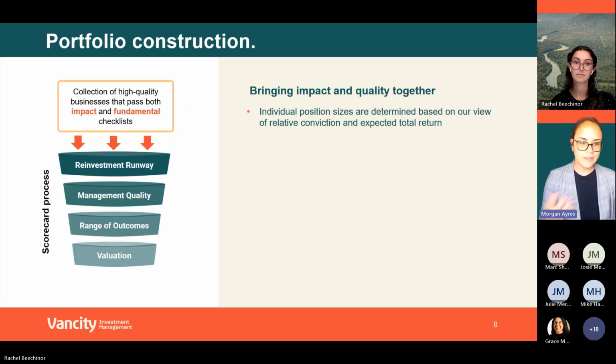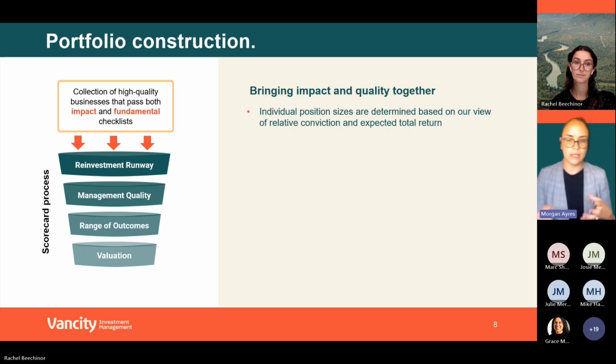So once a company has gone through our ESG, our impact, and our fundamental checklist, we rank our companies based on fundamentals of the business to assist in our weighting decisions. One thing we really want to highlight here is that impact is not incorporated into the scoring process, as this is where we can really balance the impact versus financial returns.